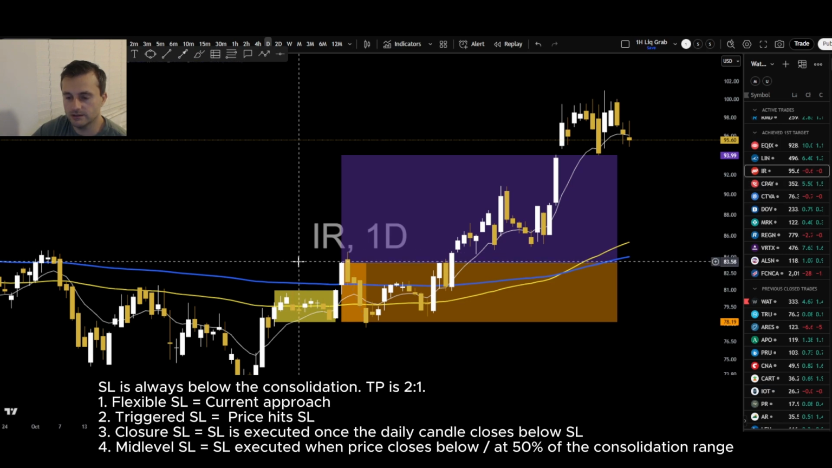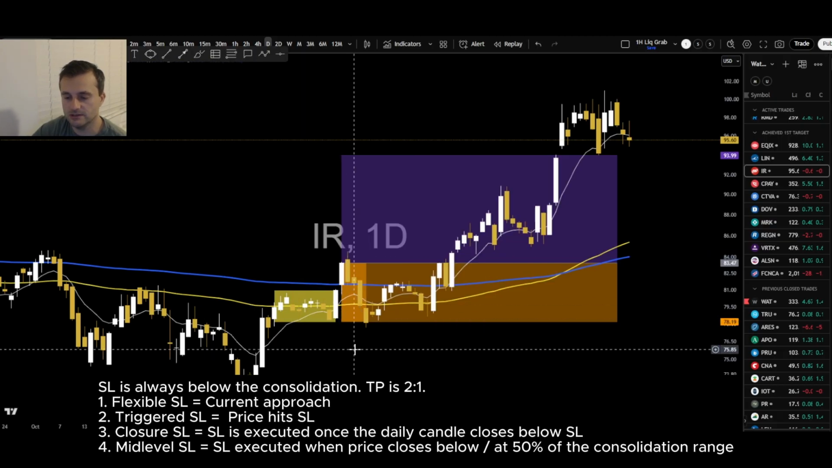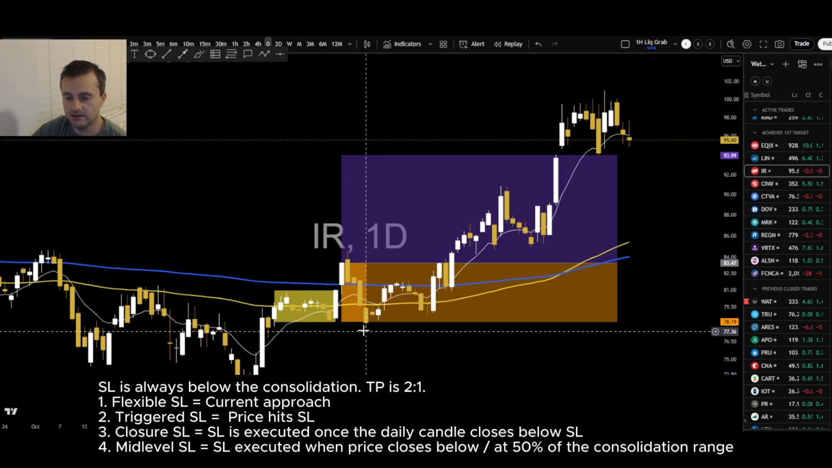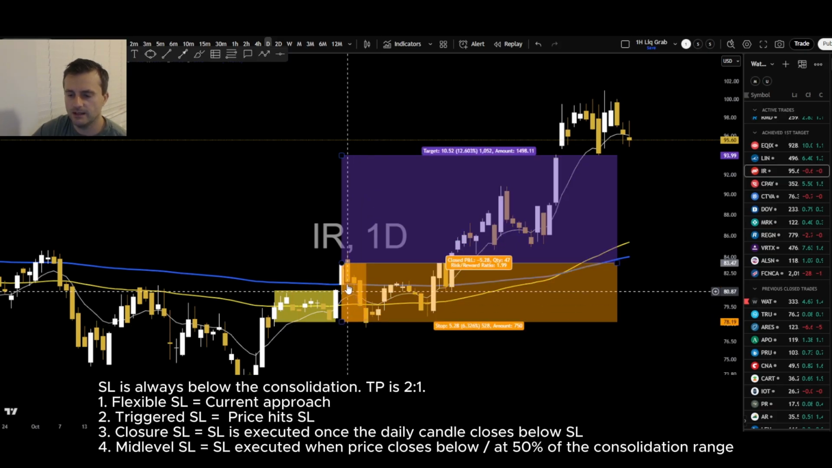Ingersoll Rand was one of the stocks where 2 methods performed well, the other 2 did not. So which one performed well? This was my method where we had the flexible or imaginary stop loss, and that one was never really triggered. And the one where the candle closes below the stop loss was never triggered. However, the one that actually reached and touched the stop loss right over here would have been a -1 loss. And the one where the stop loss gets triggered if a candle closes below the 50% of the consolidation range, this would have been a loss as well.